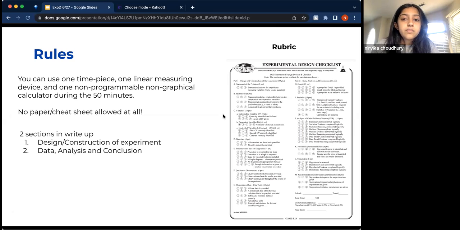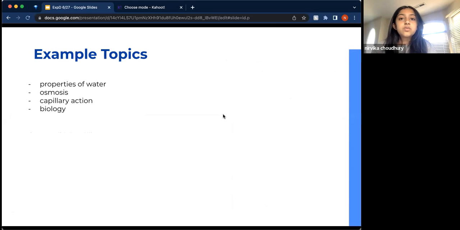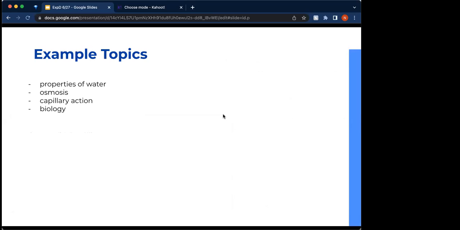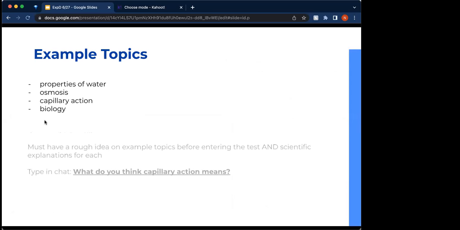Okay. So example topics would be like properties of water, osmosis, capillary action, or biology. These are some example topics that they'll give, and you have to make an experiment based on that. So you must have a rough idea on example topics, and research a little bit before entering the test. Otherwise, when you go into the test, you'll have no clue what to experiment on. Like if you don't know what capillary action is, you won't be able to do it.